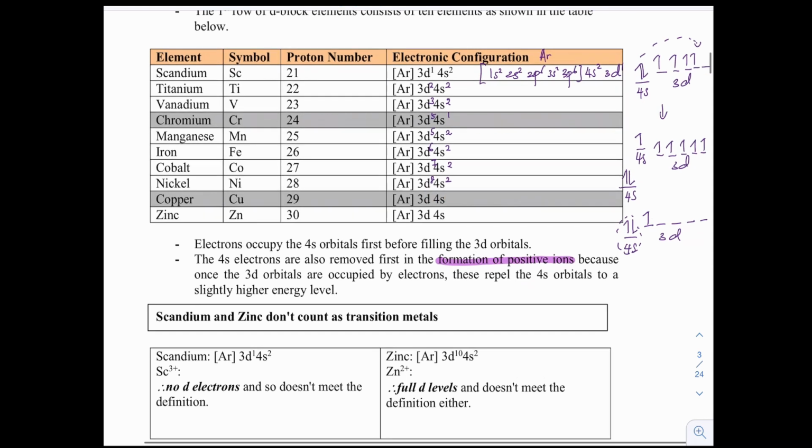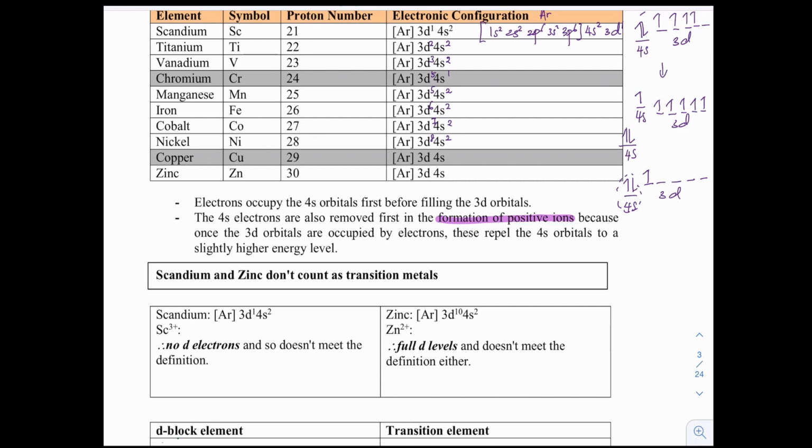But again, in order to achieve the fully filled stability, 1 electron from the 4s orbital will be promoted to the 3d orbital, and hence you're going to get 4s1 and 3d10 over here. And for zinc, it is 4s2 and 3d10. Alright, now these are the electronic configurations of the first row of the 3d orbitals.